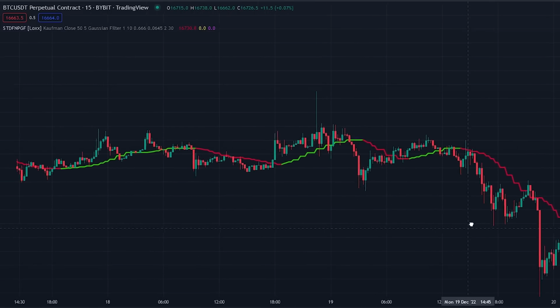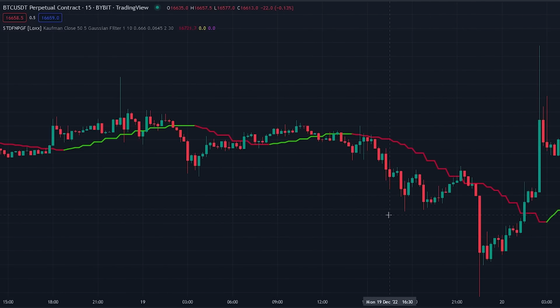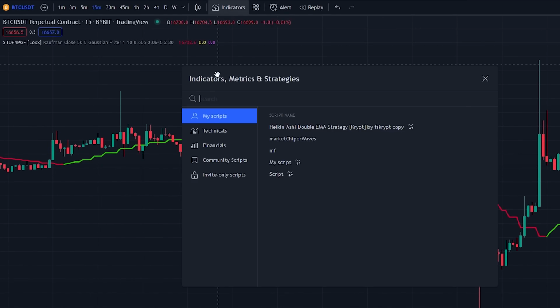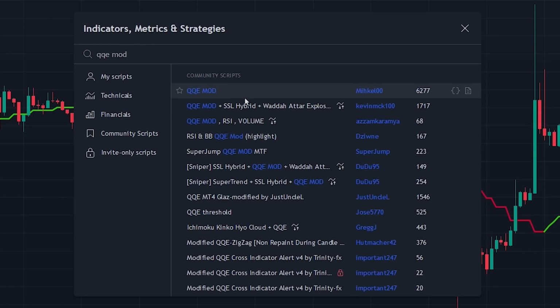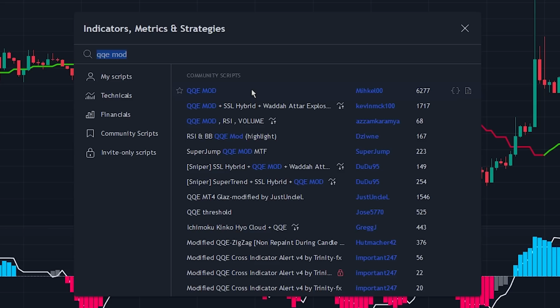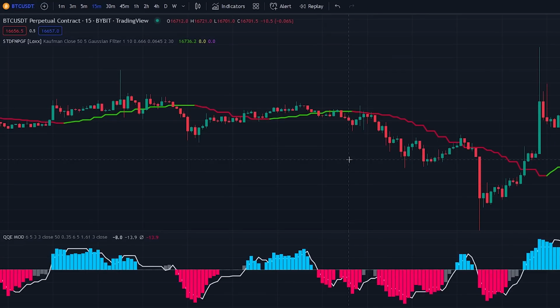Now let's add another indicator to the chart so that we can showcase a simple strategy that can be used with the indicator. Search for the QQE mod indicator. Select the indicator made by Mickle and add it to the chart. We will be keeping the settings at default for the QQE indicator.